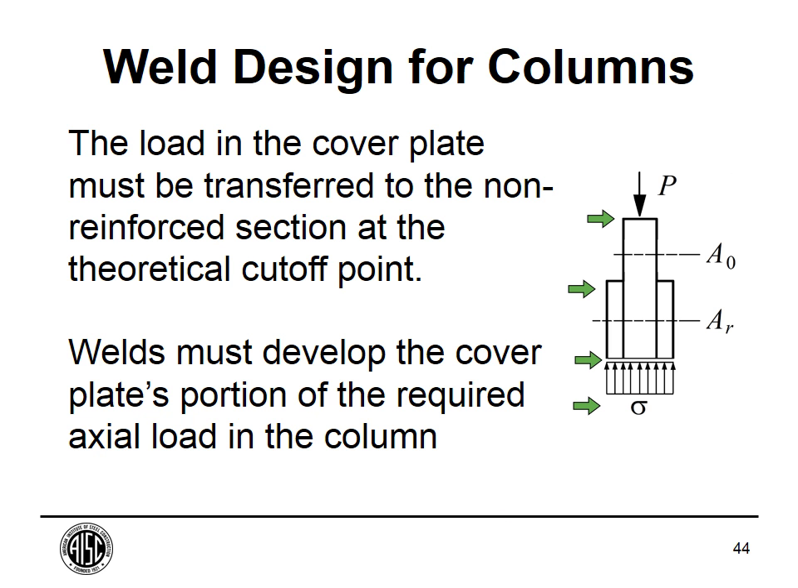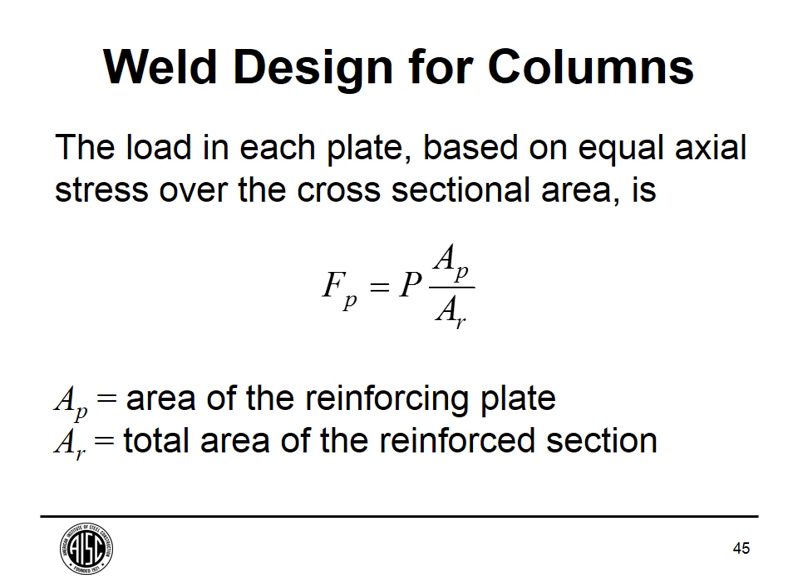Okay, so really just to remind you to do that, I've set up this simple proportion based on equal stress throughout the cross-section. The load in each plate is simply going to be the applied load on the column, P, that should probably be P sub R for required load on the column, times the ratio A sub P over A sub R, where A sub P is the area of the plate and A sub R is the total area of the reinforced cross-section.